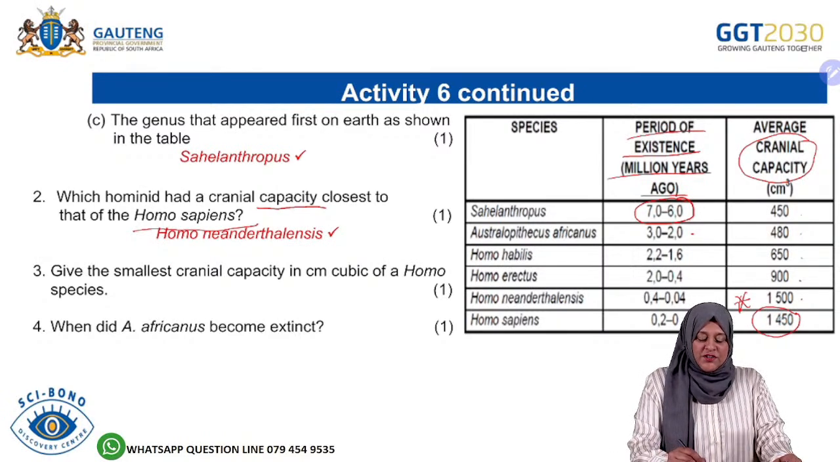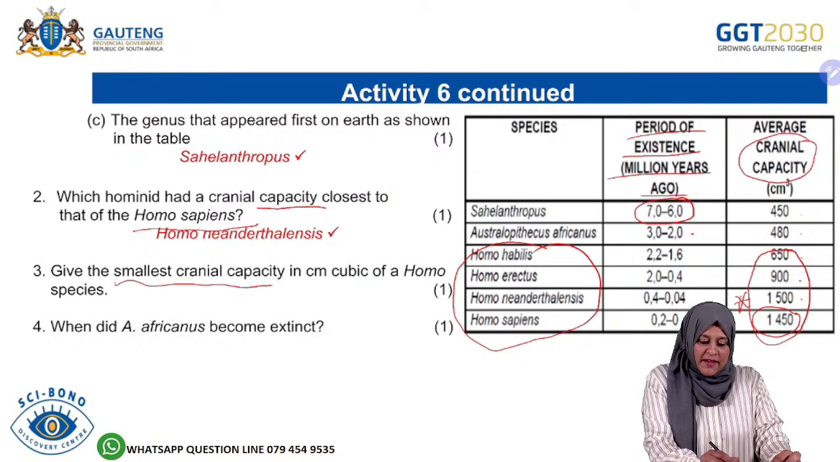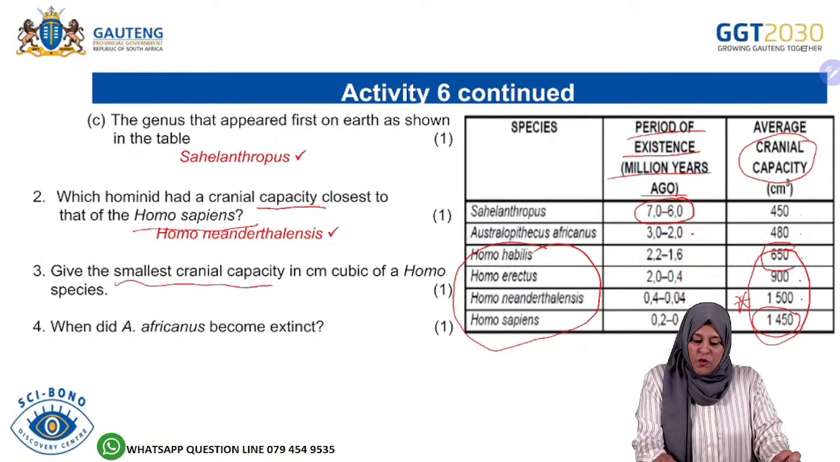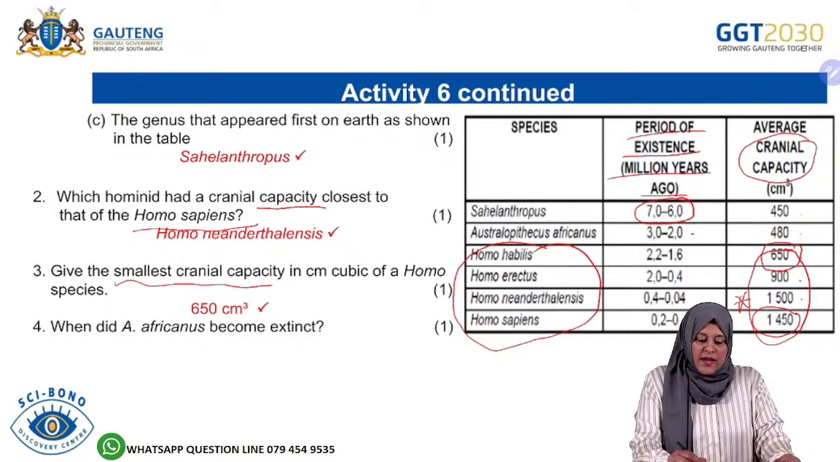Give the smallest cranial capacity in cubic centimeters of a Homo species. So now we're looking at all these Homo species and we're looking at the cranial capacity in cubic centimeters, right? And we are looking at the smallest cranial capacity, and that will be this one, Homo habilis, which is 650 centimeters cubed.